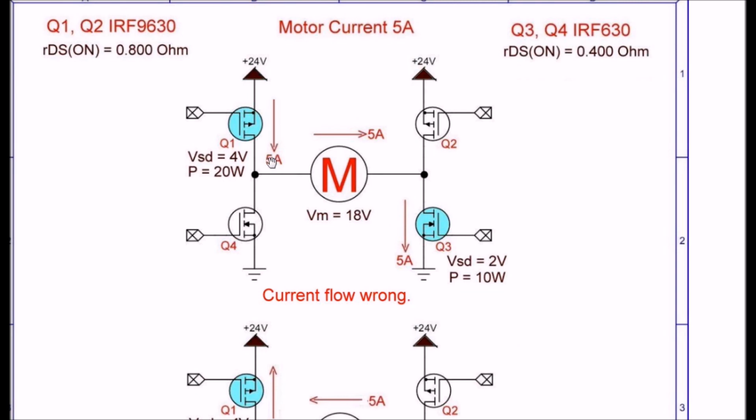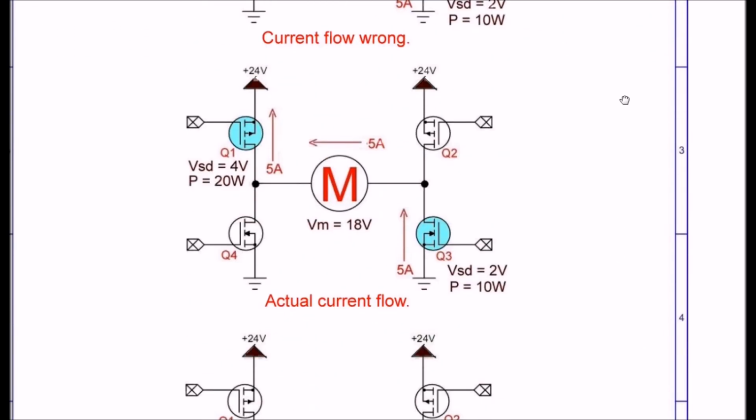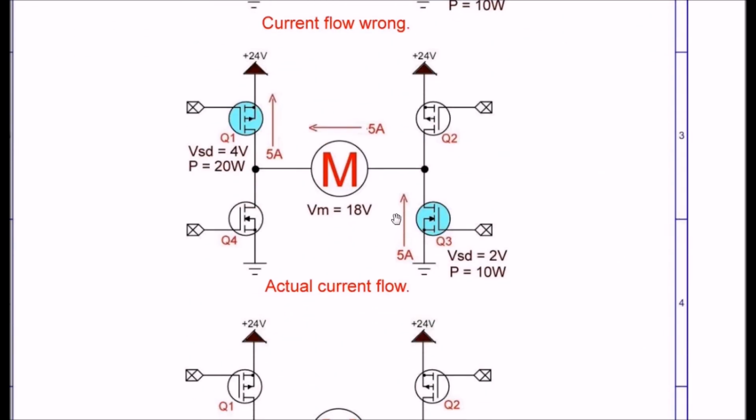Okay, here you go. 24 volts positive to negative. It is wrong. This is correct, and I'll show you why. It flows from negative through Q3, through the motor, back through Q1 to plus VCC.